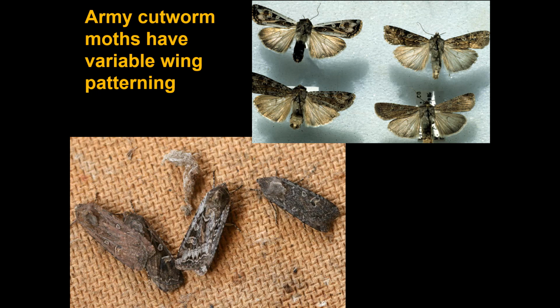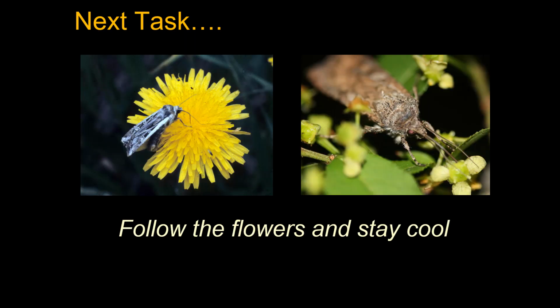It has variable wing patterning, but they're all cutworm kind of range of colors and patterns, and they have a habit of migrating after they become an adult. All the other cutworms in North America, when they become an adult, will then mate and lay eggs. But this one becomes an adult and delays laying eggs until autumn. And in the interim, it follows flowers as nectar sources and tries to stay cool.